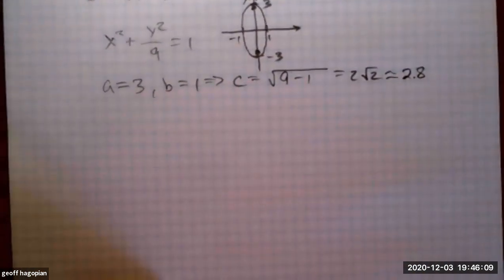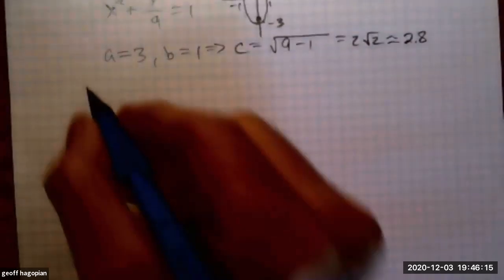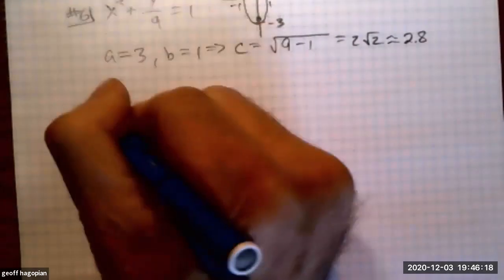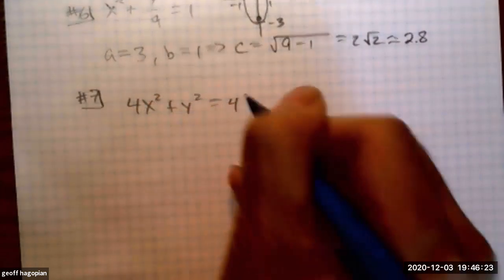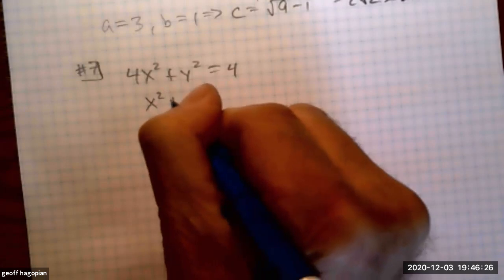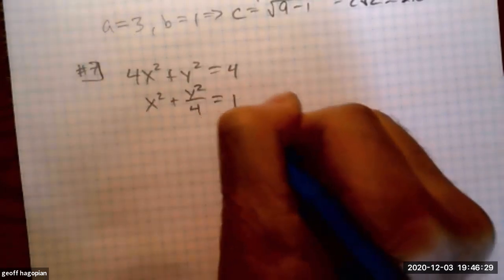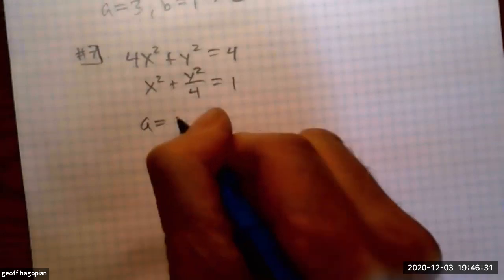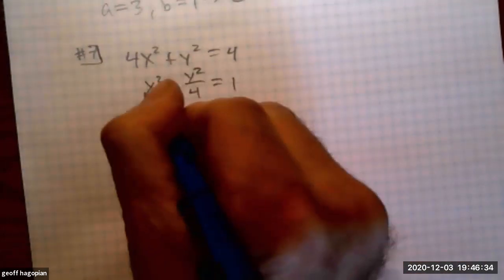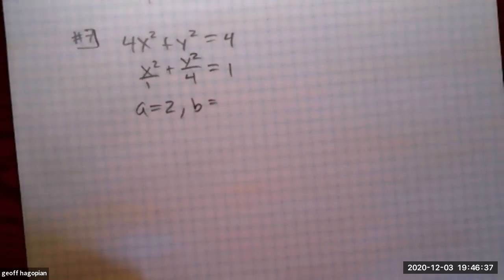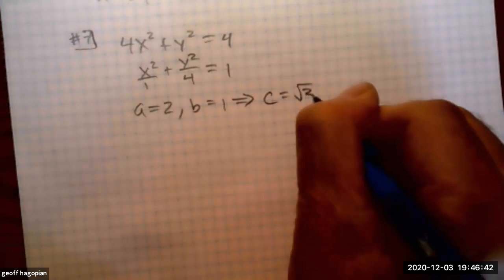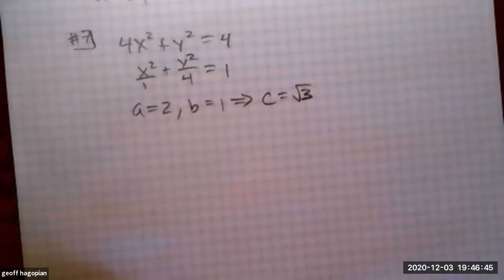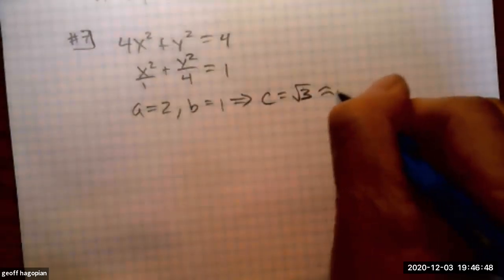Then number 7 here. So this was number 6, and here's number 7: 4x squared plus y squared equals 4. You'd want to put that in standard form, right? So A is the bigger one, that's going to be 2. B is the smaller one, and you can think of that as over 1, so B is 1. And that implies that C is the square root of 4 minus 1, the square root of 3, which is about 1.7.